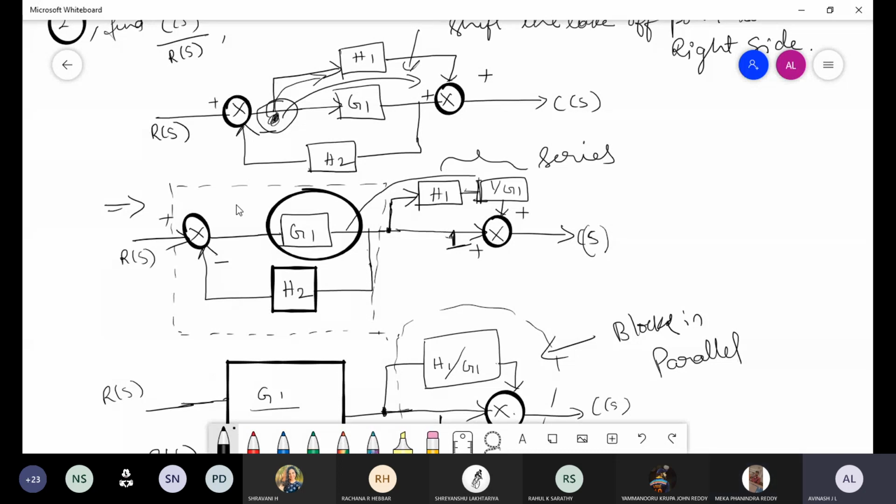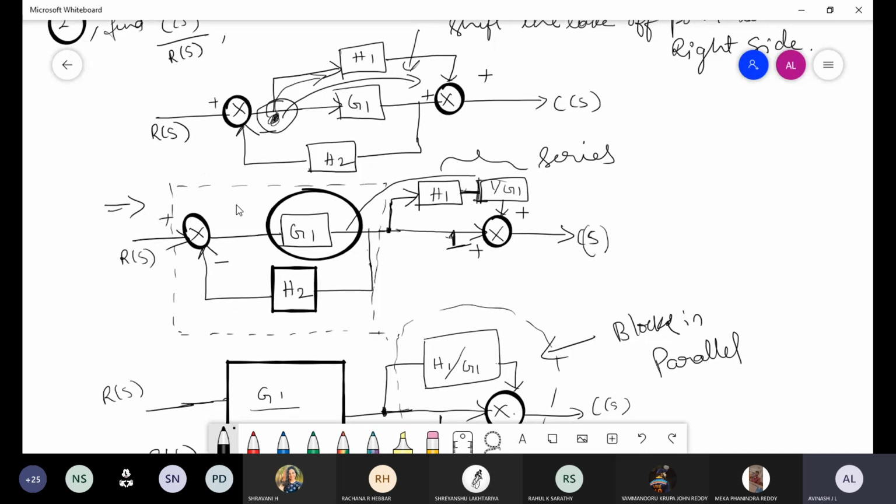Yes, sir. Once I shift to the right side, what exactly happens? There is a rule: when you shift a takeoff point after a block, we need to add a block which is the reciprocal of the block value. Here H1 is the same line we have taken, and to that block, 1 by G1 has to be cascaded. We cannot simply shift wherever we want. If you want to shift, shift it accordingly; the value should not get altered. Is it clear?